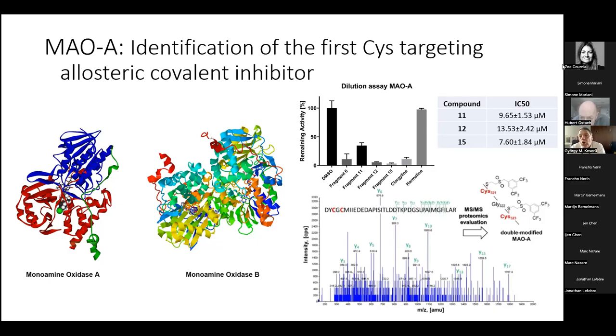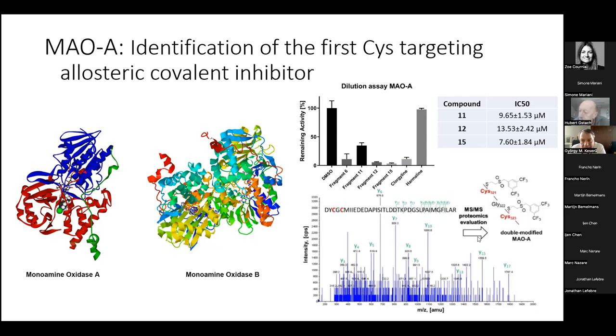And we performed MS/MS proteomics to check whether these fragments, fragments 11, 12, and 15, because fragment 6, again, is the more promiscuous maleimide, would be able to label the protein, just to demonstrate their covalent mechanism of action.